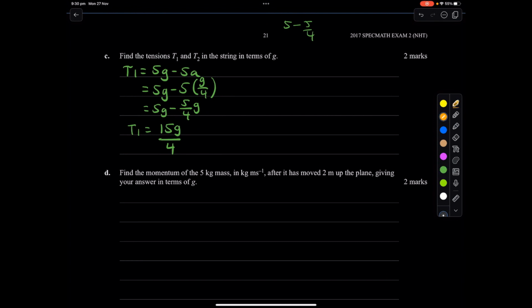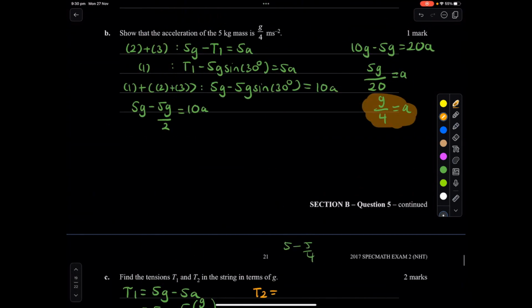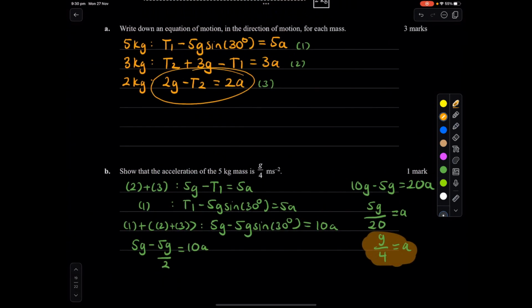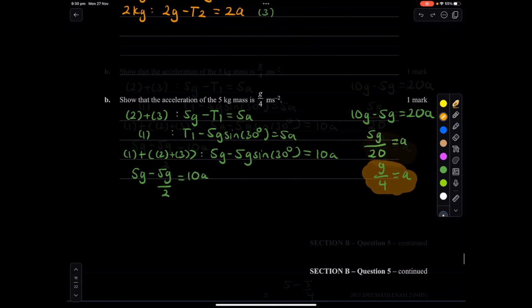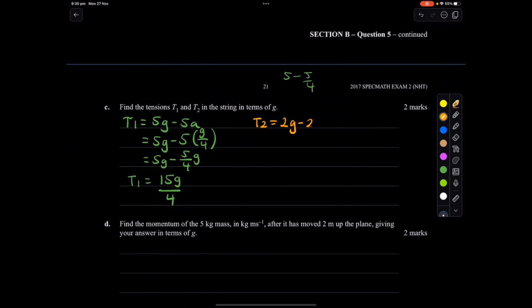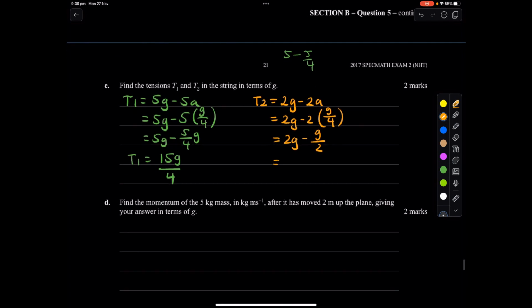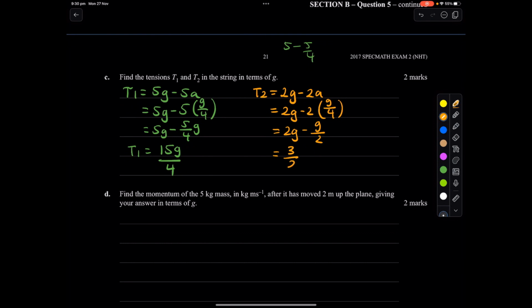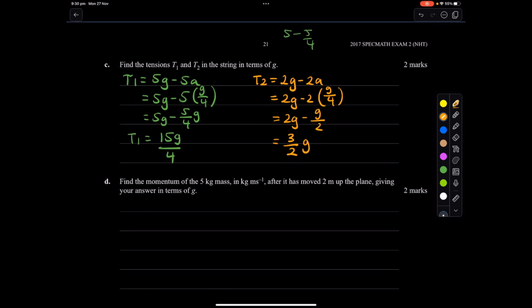And for T2, we know that there's already an equation for T2, this one over here. So T2 is just 2g minus 2a. Hence, 2g minus 2 times a, which is g over 4. So we're saying 2g minus g over 2. What's 2 minus half, which is 3 over 2 g. And that's it. 3 over 2 g, and this one over here looks also good. Yeah, those are your answers. These are your two tensions.